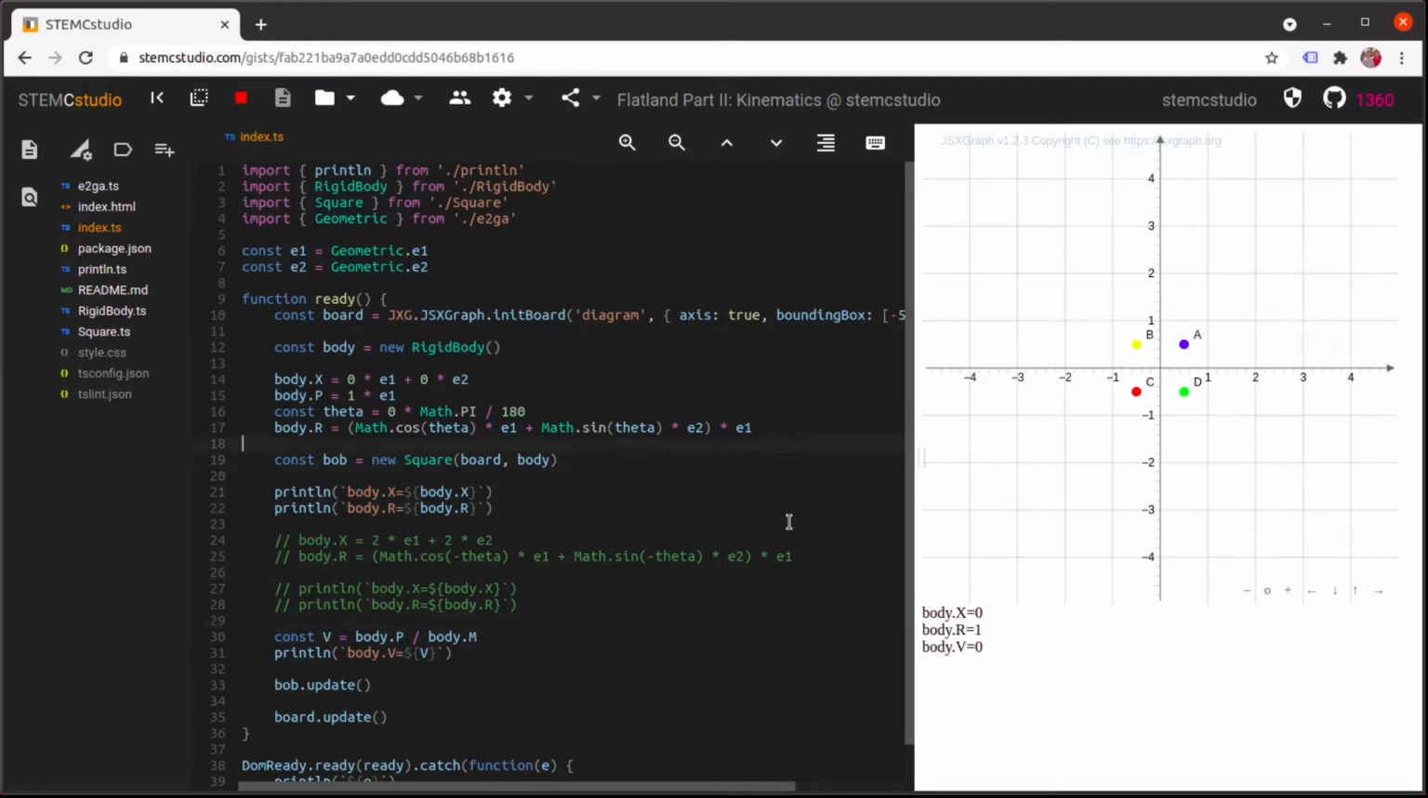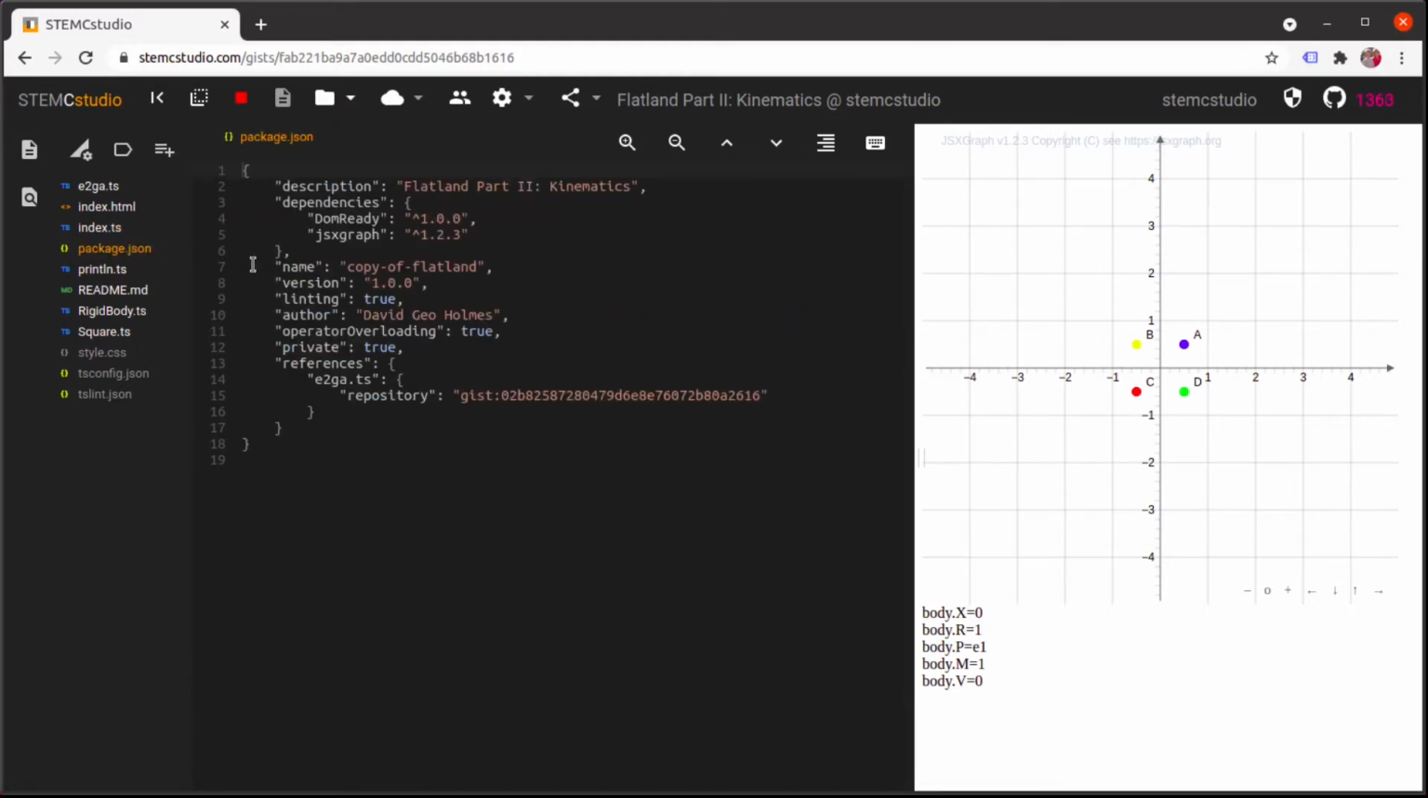Let's do a little sanity check here, and we will also put in a println: body.p equals body.p, and so p is e1. That's good. And the other little bit of sanity check is, what is m? Body.m, and that should be 1. So clearly we should have v equals e1, and we're not getting it.